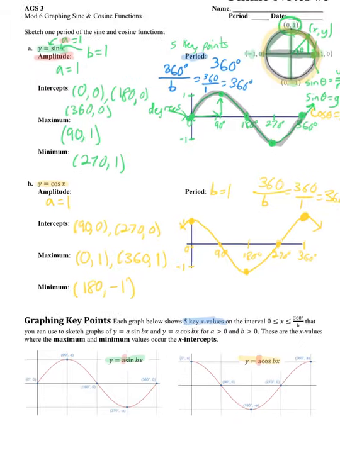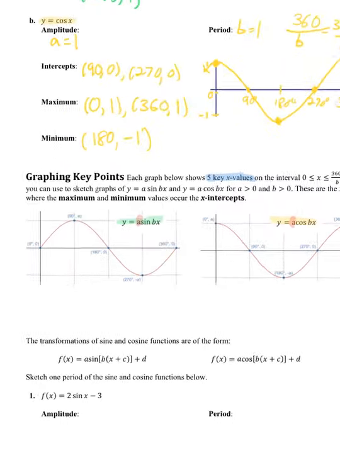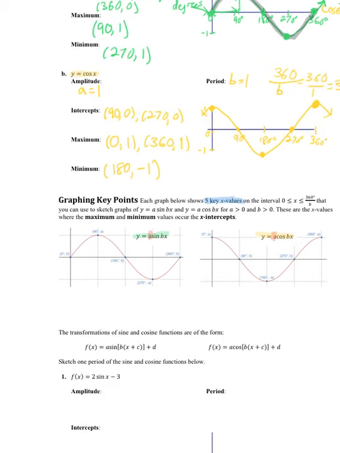That's the idea here. As we move on, graphing key points, it says each graph below shows 5 key x values on the intervals 0 is less than or equal to x, is less than or equal to 360 degrees over b. And that's just saying that's the period of the function, that you can use to sketch a graph of y equals a sine b of x and y equals a cosine b of x, whenever a and b are both greater than 0. These x values are where we're going to find the maximum, minimum values, and the x-intercepts. Okay, and then there's sketches of these 2 graphs.